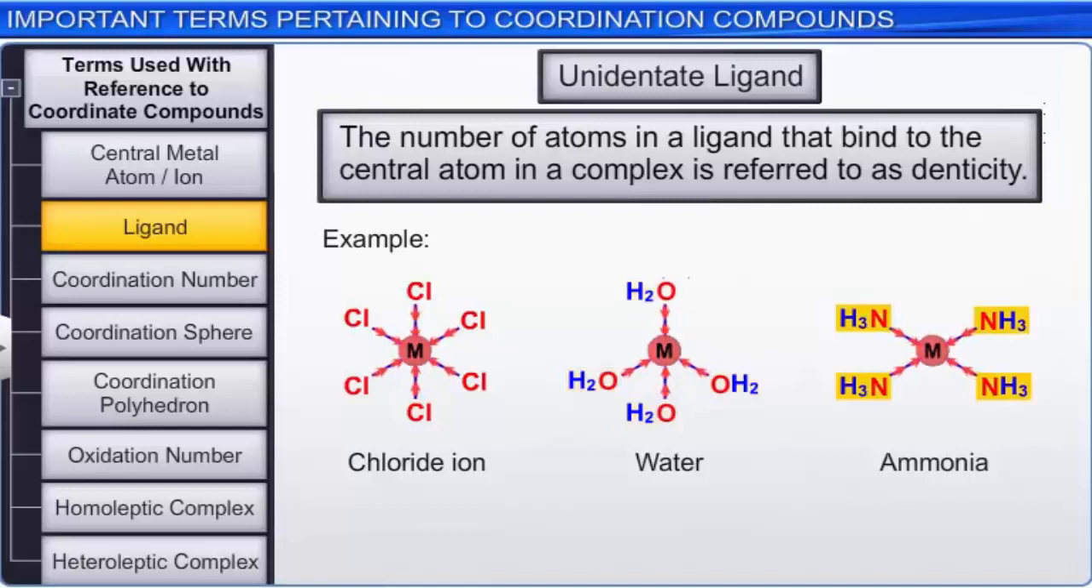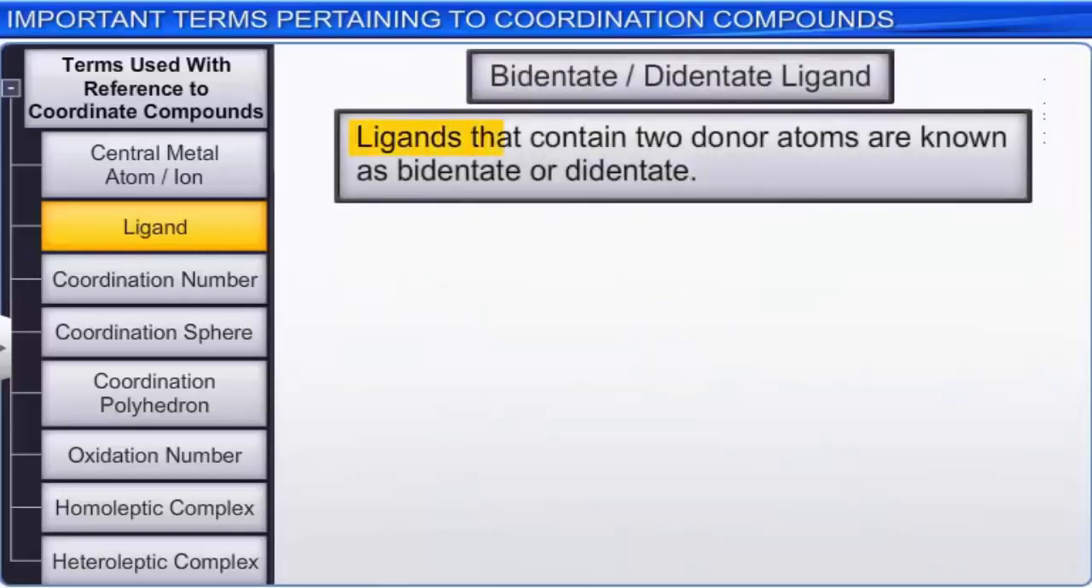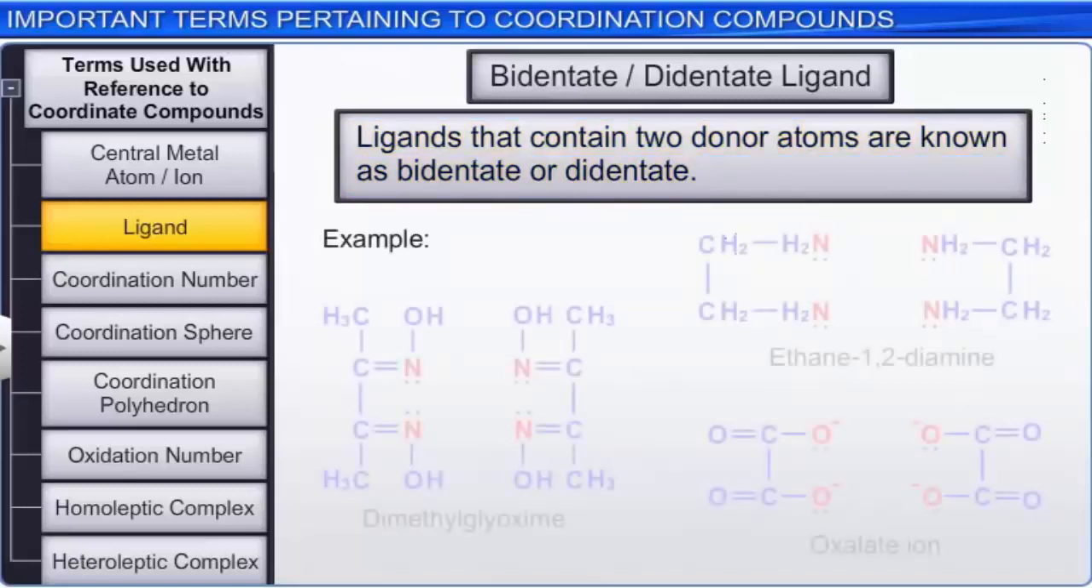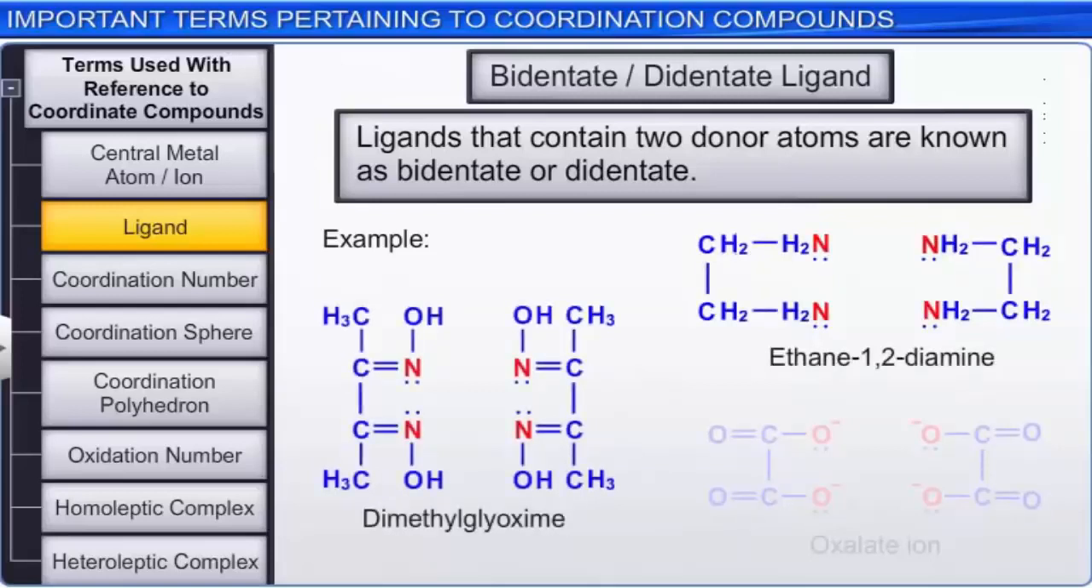Ligands that contain two donor atoms are known as bidentate or didentate. Common examples of didentate ligands are ethane-1,2-diamine, dimethylglyoximate and the oxalate ion. As you can see, these ligands have two donor atoms that can simultaneously bind to the central metal atom.